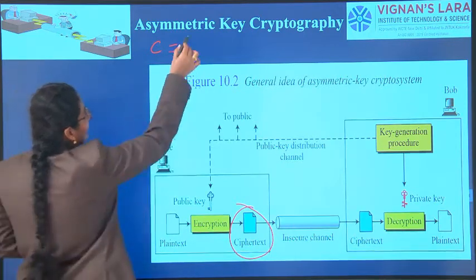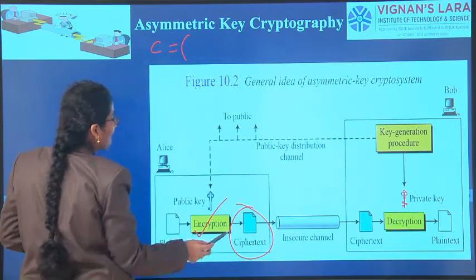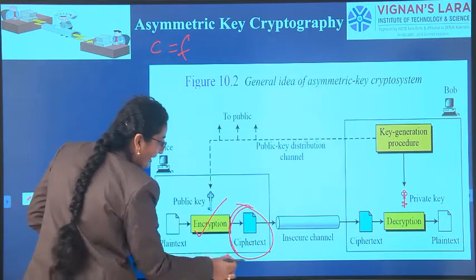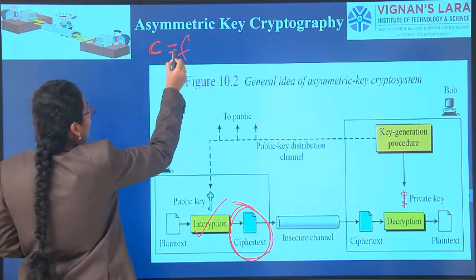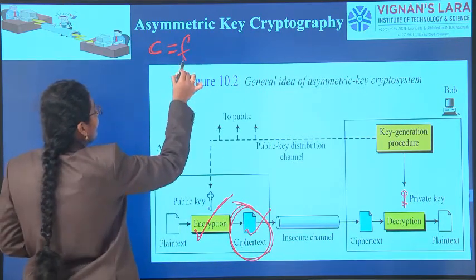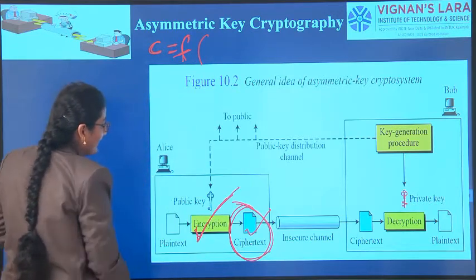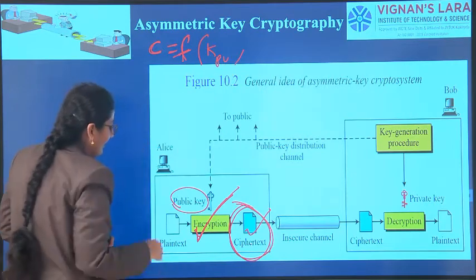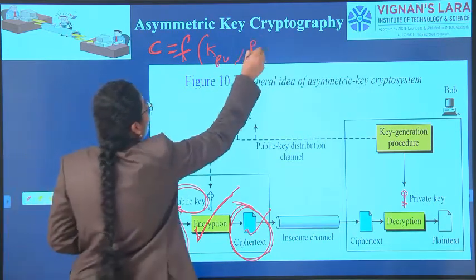To get ciphertext I want to do encryption. For doing encryption the function is F. Now to do encryption what do I need? I need the public key. On which should I apply the public key? On plain text.